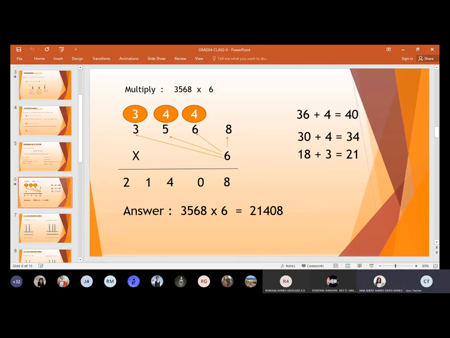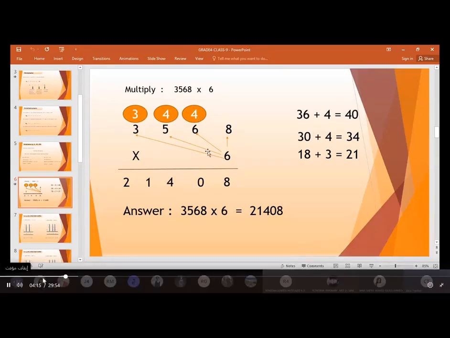3568 is multiplied by 6. First, you arrange the number according to the place value. 1, 10, 100 and 1000. So, the number is multiplied by 6. Take that number 1. Multiply by 6. So 6 8s are 48. You write 8 in the one space and carry 4 in 10. Now multiply 6 6s are 36. 36 add the carry. 36 plus 4 is equal to 40. 40 means you write 0 in the 10th place and carry 4 in the next place value.